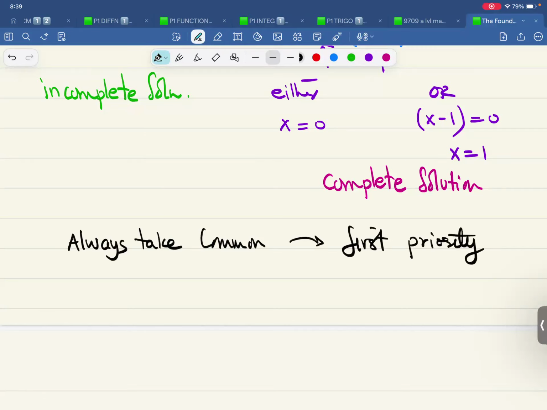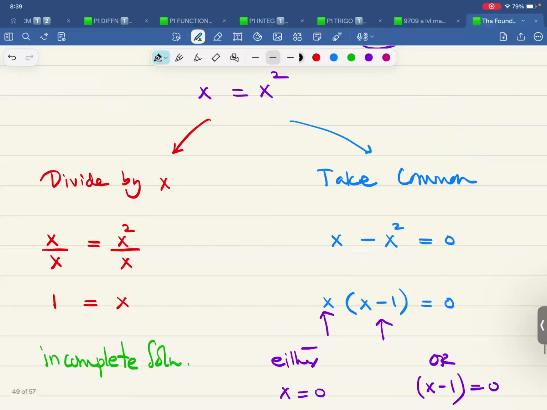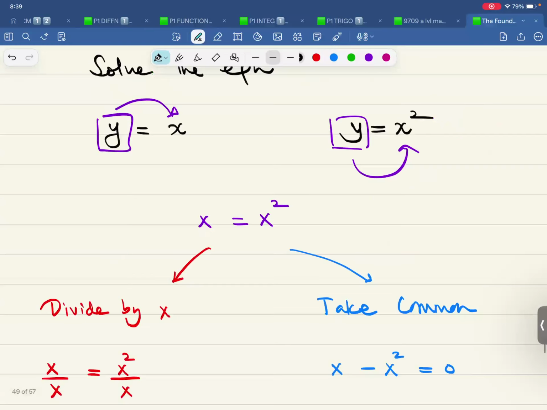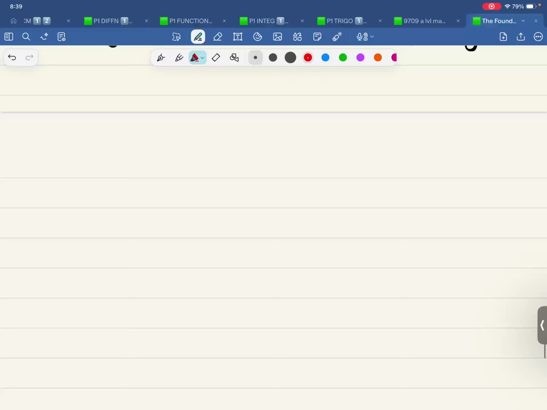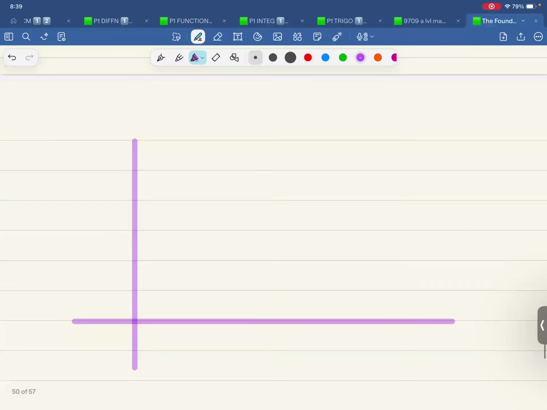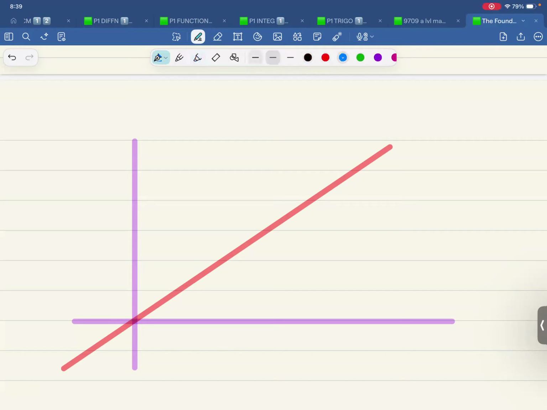Taking common is the first priority, no doubt about that. Now, why is this correct? We can show it graphically. So if I show it graphically, let me draw the graph of y equals x. That's over here. And let me draw the graph of y equals x squared. And that goes like this.